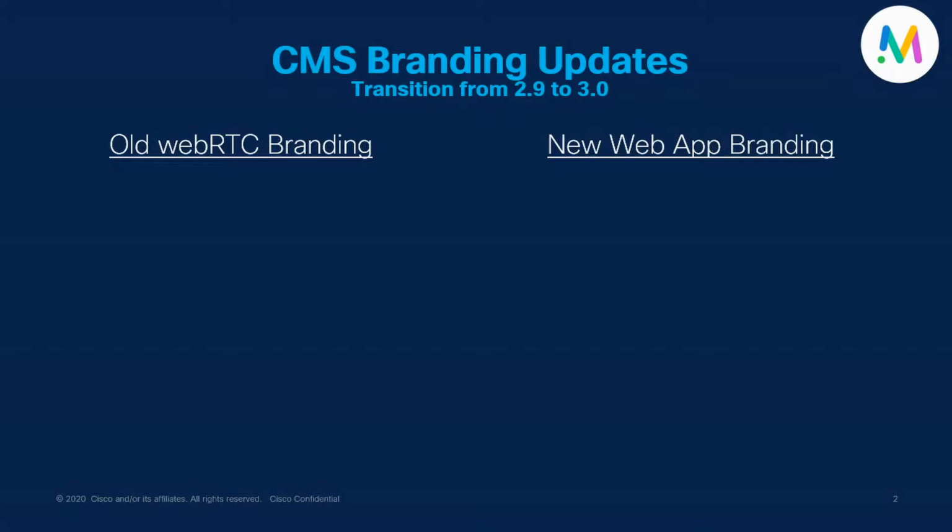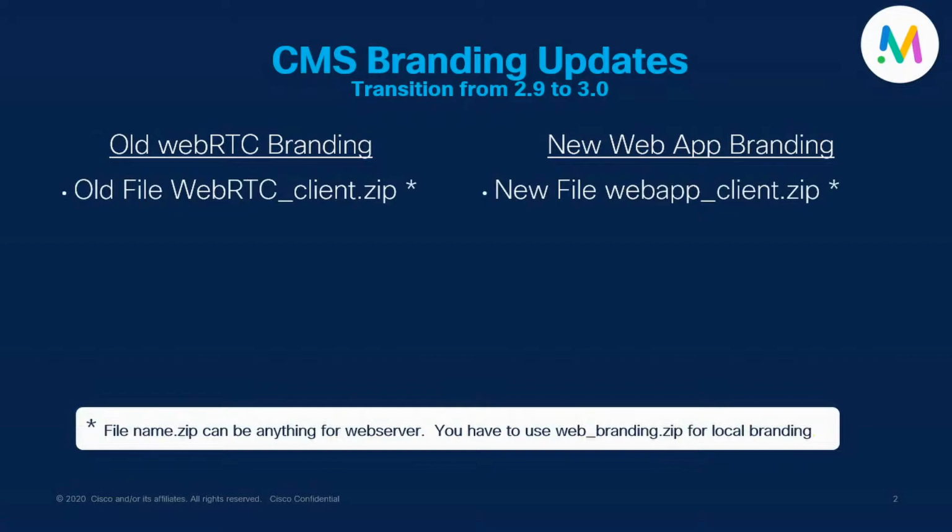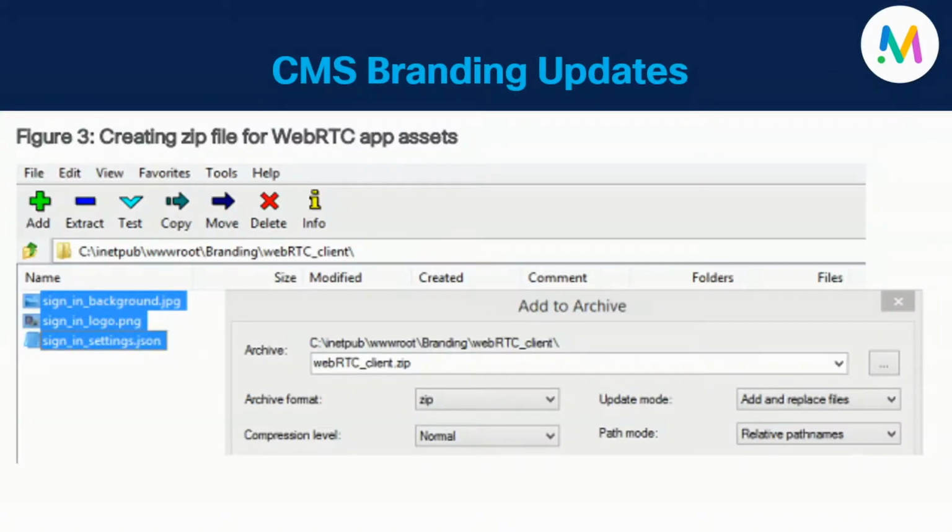So let's look at the requirements for branding. First, we have a zip file. In the old version, we see WebRTC_client.zip. The new branding, we see WebApp_client.zip. And I want to dispel some misunderstandings regarding this zip file. When we look at the Cisco documentation for creating the zip file in the customization guide, we see that for WebRTC app assets, we want to create a zip file called WebRTC_client.zip. Well, when it comes to putting this file onto the web server, it really doesn't have to have that naming convention. You can call it anything you like.